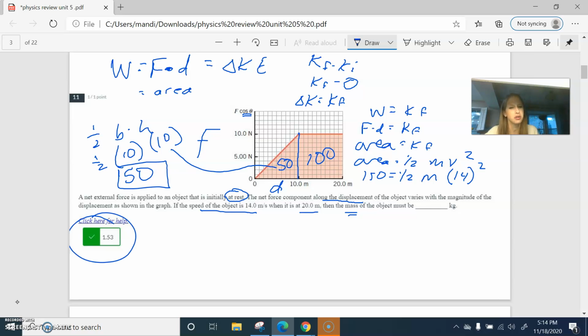Probably you get 1.53. Okay, just for y'all, I got my calculator. And you do get 1.53. So that is the answer, 1.53 kilograms.